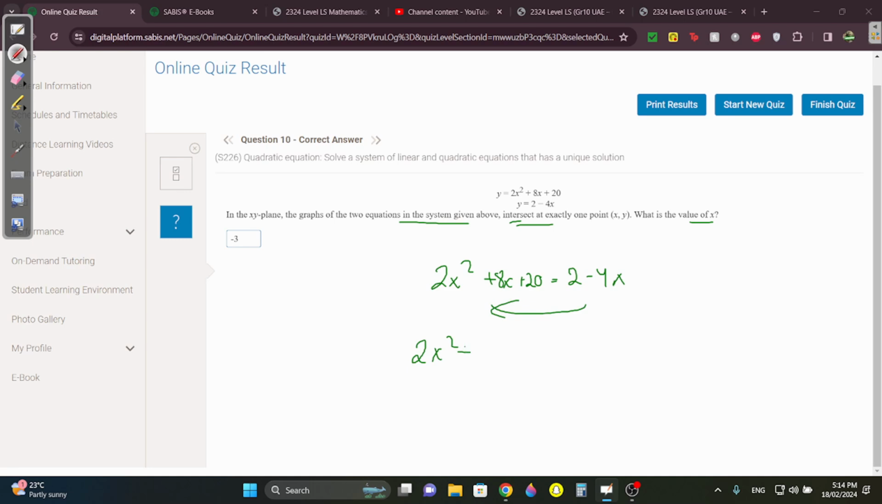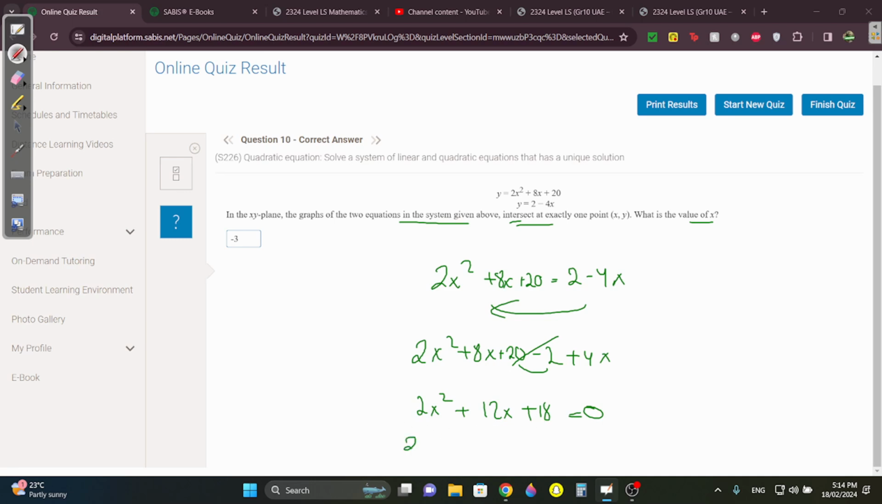So it will be 2x squared plus 8x plus 20. 2 becomes minus 2. Minus 4x becomes plus 4x. Okay, 2x squared, let's simplify. 20 minus 2 is plus 18. 8x plus 4x is 12x. So you have 12x here, and you have 2x squared here, and this equals 0. Can you solve this as a quadratic? Yes, you can.